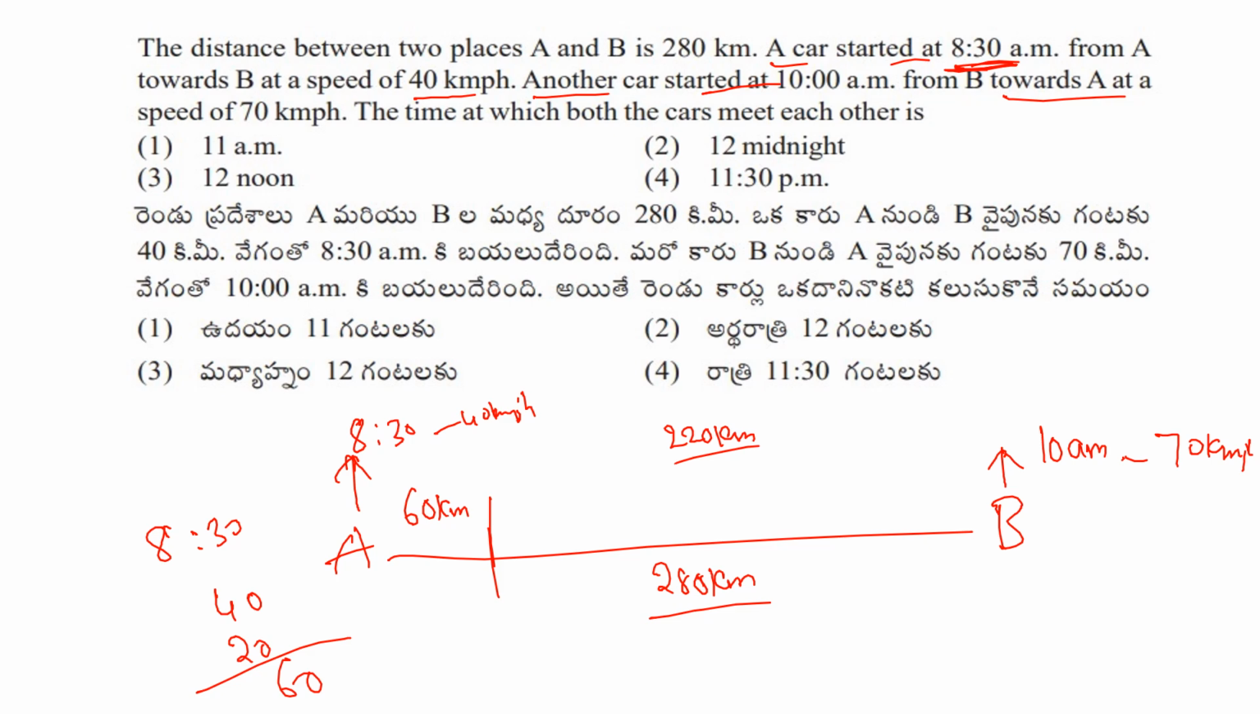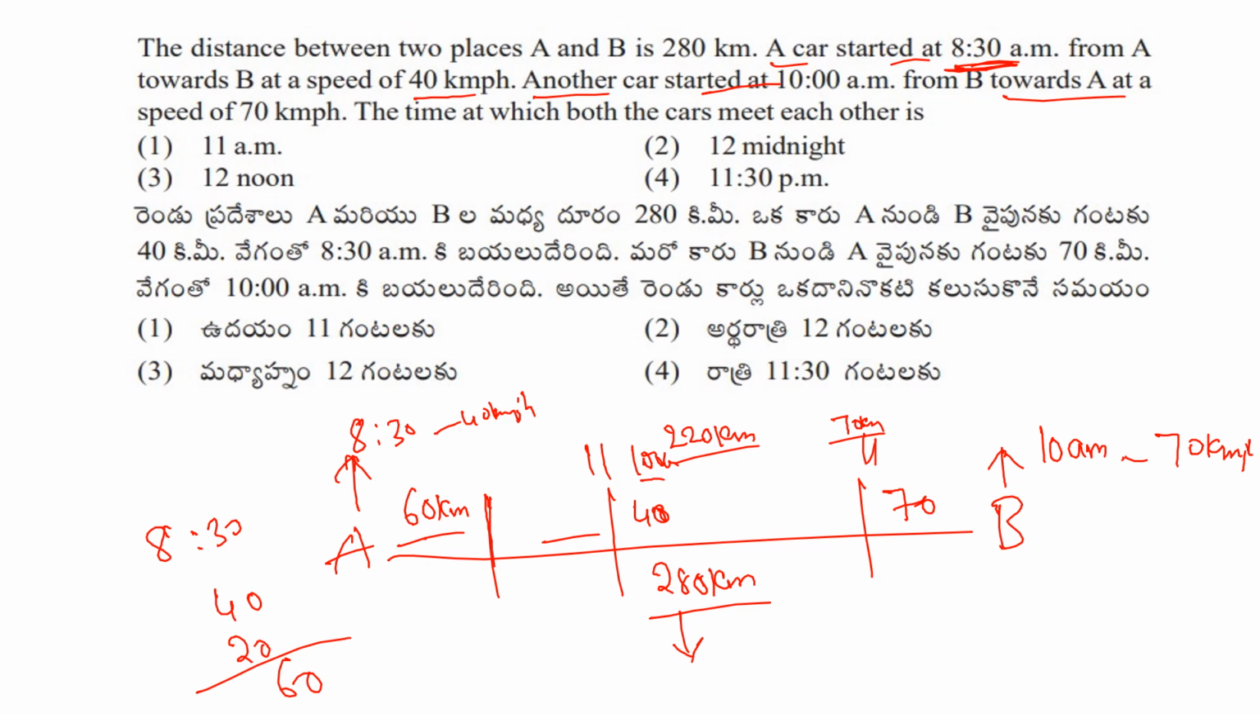Next one hour, it should be time 10 now. By 11, A will cover another 40 kilometers and B will cover 70 kilometers. So A will cover a total of 100 kilometers, 60 and 40, and B will cover 70 kilometers. A covered 100 kilometers, still 180 kilometers to go.